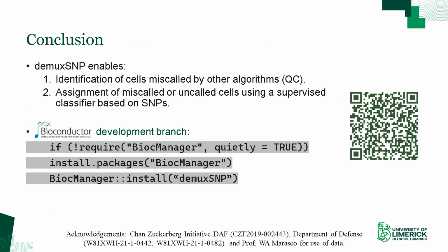So to conclude, with cell hashing, we can confidently call some but not all cells. With SNP methods, there can be some limitations, for example, with small group size. With demuxSNP, our algorithm, we can identify cells miscalled by other algorithms, and we can assign miscalled and uncalled cells using a supervised classifier.